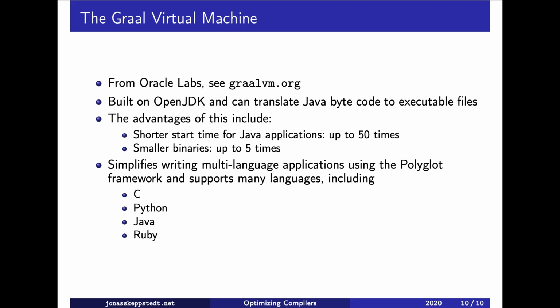Okay, and their approach also makes it possible to write programs which use multiple different languages using a special framework called Polyglot. And it includes C, Python, Java, and Ruby, and other languages. So, in my view, this will be something very interesting.